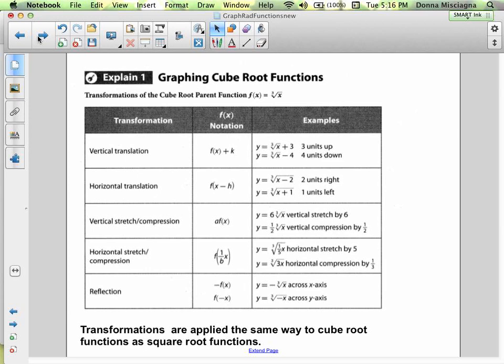All right, so transformations of the cube root. We have all the same ones for the cube root. Transformations are applied the same way to the cube root function as square root functions. Matter of fact, they'd be applied the same way to any root functions, but we're only going to graph square roots and cube roots. So vertical translation, if we add 3, that one went 3 up, 4 down. 2 to the right, 1 to the left. All the same as we had on the other graph. Vertical stretch by 6, vertical compression by 1/2, horizontal stretch by 5, horizontal compression by 1/3, and across the x-axis and across the y-axis. All the same ones.